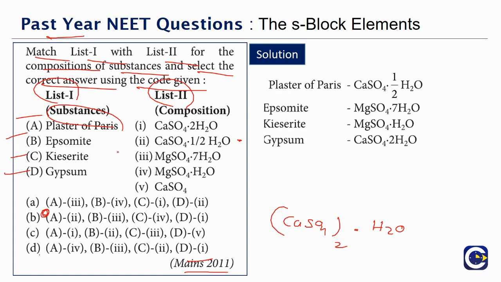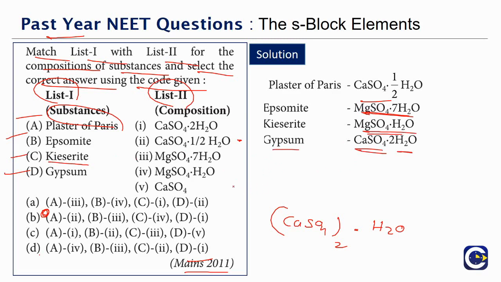Epsomite. So what is epsomite? Epsomite is MgSO4 dot 7H2O. Most of the match the following type of questions would be memory based kind of questions. Caesarite. Caesarite is MgSO4 dot H2O. Gypsum is calcium sulfate dot 2H2O.